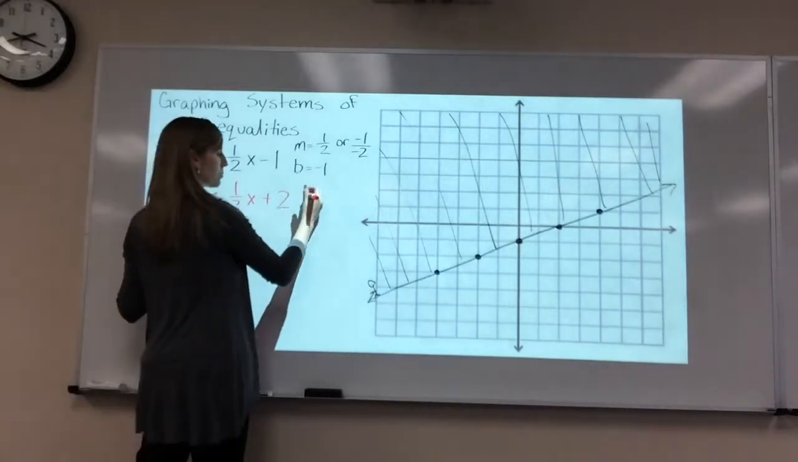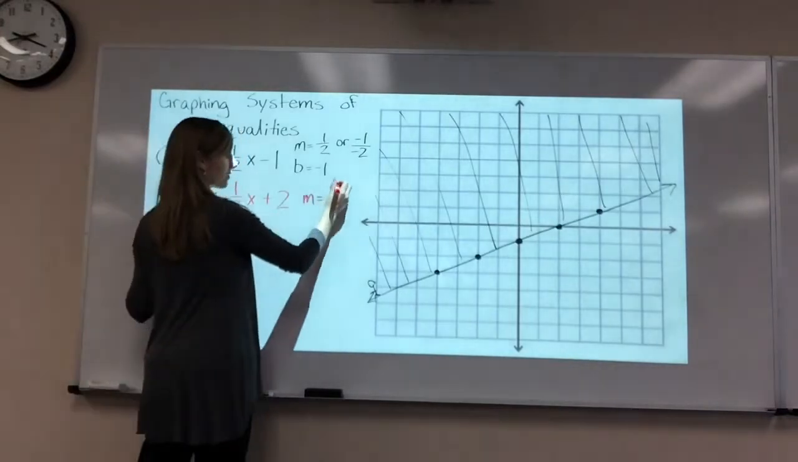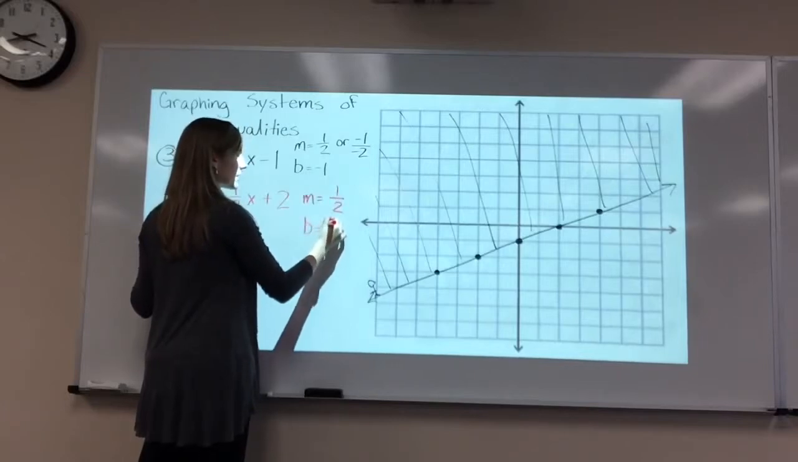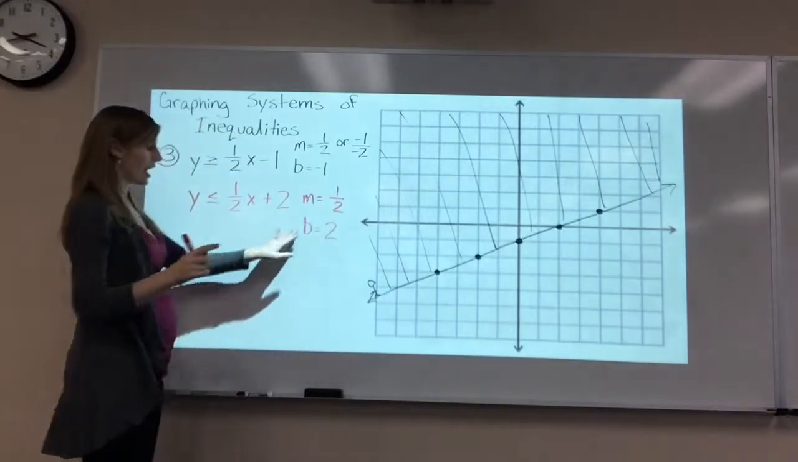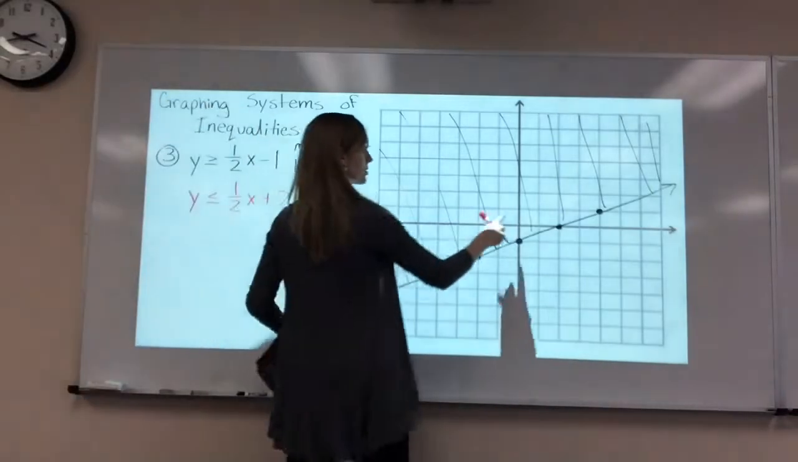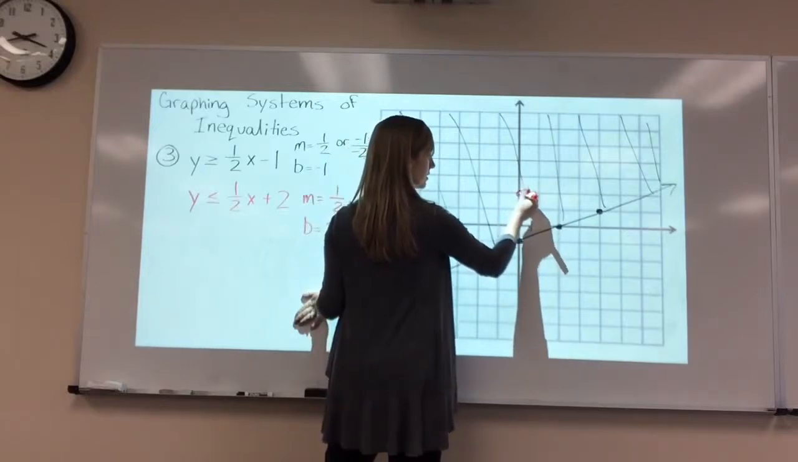Okay, so my slope for the second inequality is a positive 1/2. So positive 1, positive 2. My y-intercept is a positive 2. Graph the y-intercept first. Positive 2 means we need to go up 2. So starting at the center, count up 2, put a point.